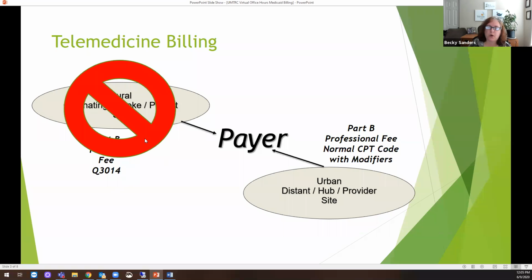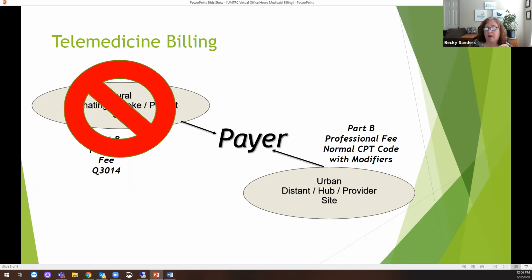So if the person's at home, there is no facility fee to be billed. For the four states that we cover in the Upper Midwest Telehealth Resource Center area, Illinois, Indiana, Michigan, and Ohio, only Ohio Medicaid previously, before COVID-19, allowed patients to be at home. So again, if the patient's at home, there is no Q3014 originating site facility fee to be billed. There is only the professional fee that gets billed by the provider.